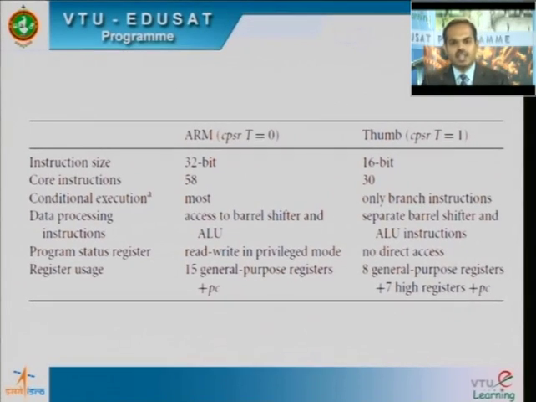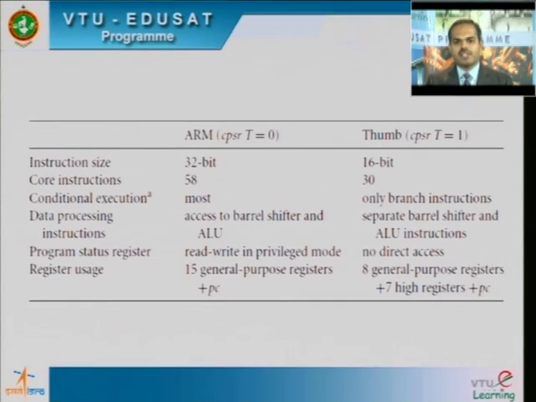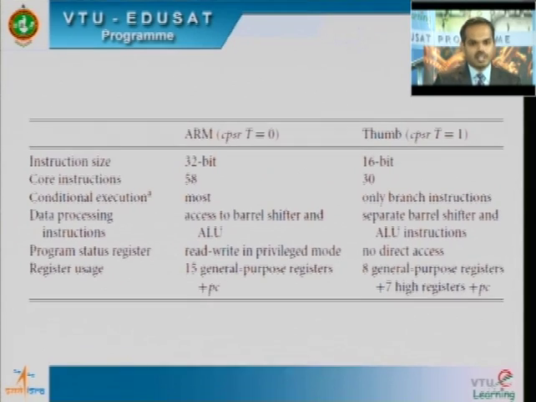Data processing instructions can access the barrel shifter. The barrel shifter is again one more very important aspect of the ARM architecture. In data processing instructions, access to the barrel shifter and ALU can be done in a single instruction. I'll repeat again: in data processing instructions, access to the barrel shifter and ALU can be done in a single instruction. But in Thumb state, there are separate barrel shifter instructions and separate ALU instructions. We cannot combine these two, or there is no option to combine these two. That's the right statement to make. Program status register: all of us know that it has a CPSR.